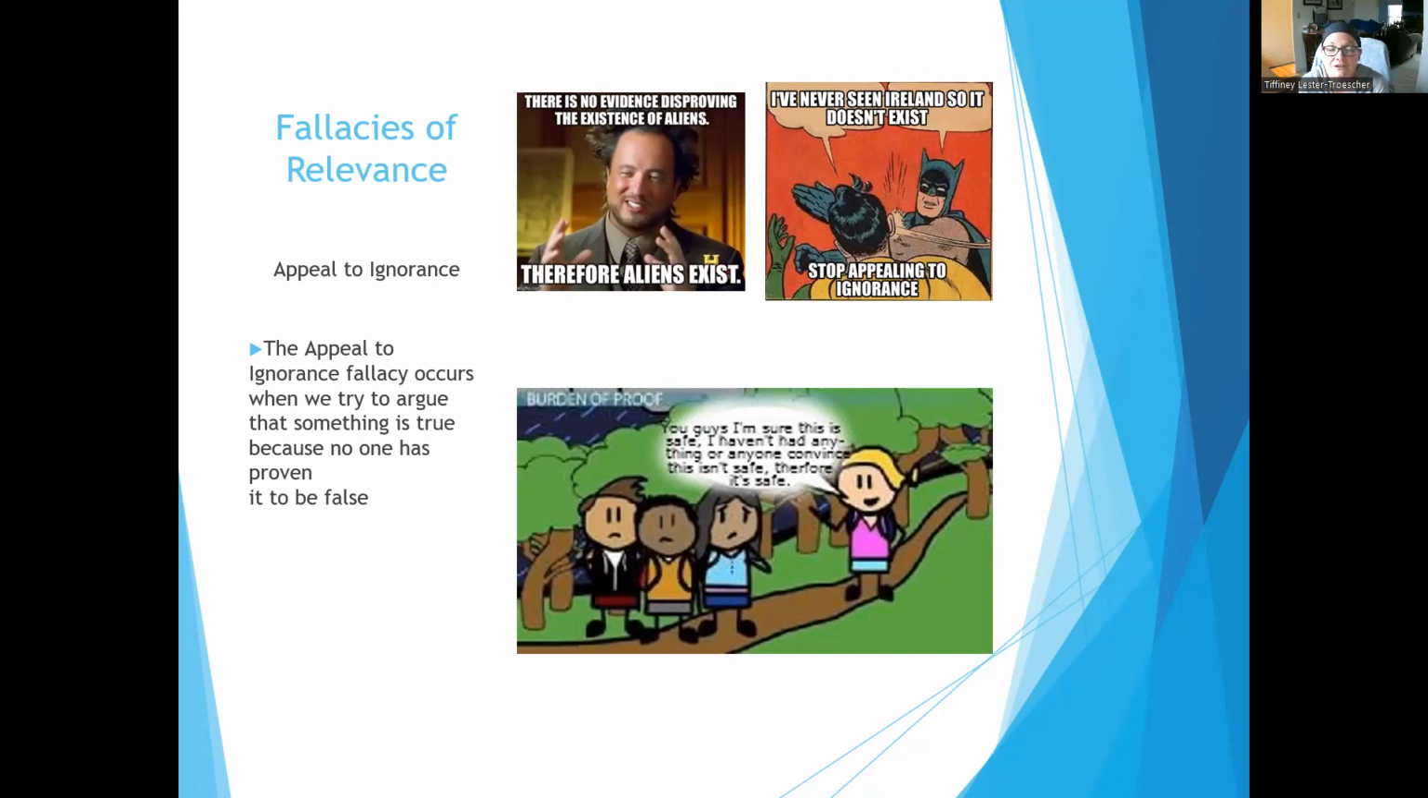So our example here: there is no evidence disproving the existence of aliens. Therefore, aliens exist. Now, if it were to say, therefore, aliens might exist, then we really no longer have a fallacy. That's just keeping an open mind, right? It hasn't been disproved, so we cannot say with certainty either way. So therefore, aliens might exist, right? Or, I've never seen Ireland, so it doesn't exist. Well, that one's just silly. But again, if I haven't seen it, if I haven't experienced it, then it must not be real.